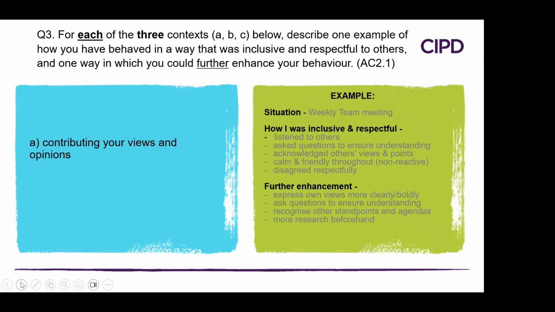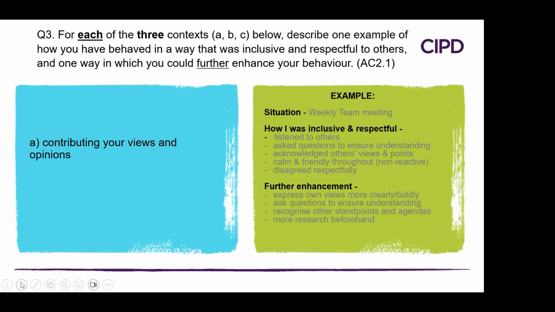So it might be that you need to cut some of the others a bit shorter to give you the word availability for this one. Think about that. So there's 3 contexts. We're going to look at context A first of all, which is about contributing views and opinions. And we want an example of how you've behaved, how you've done that in a way that's inclusive and respectful. And then we want to know how you could enhance that behavior.